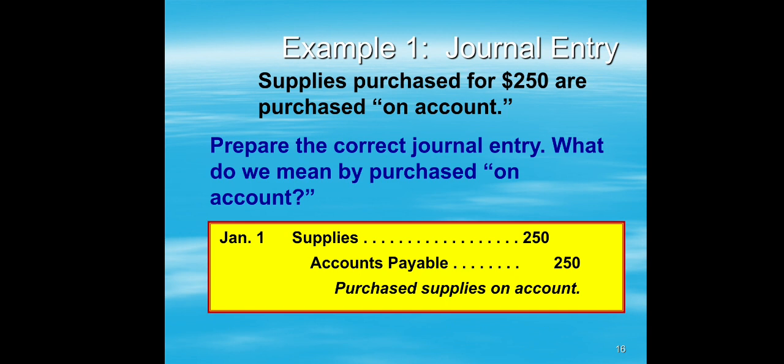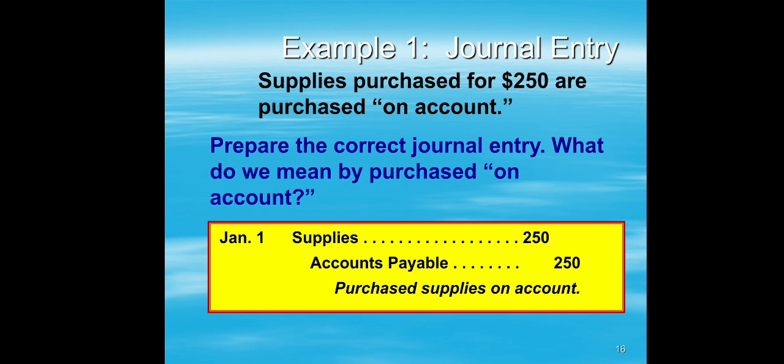Like I said earlier, the first effect of this transaction is asset increases, 250. So remember the rule of debit and credit. When an asset increases, do you debit or credit? The asset is supplies. Asset increases, you have to debit. So in the journal entry, see here, January 1 is the date. Asset increases, so you debit the asset. The name of the account is supplies. So debit supplies, the amount is 250.